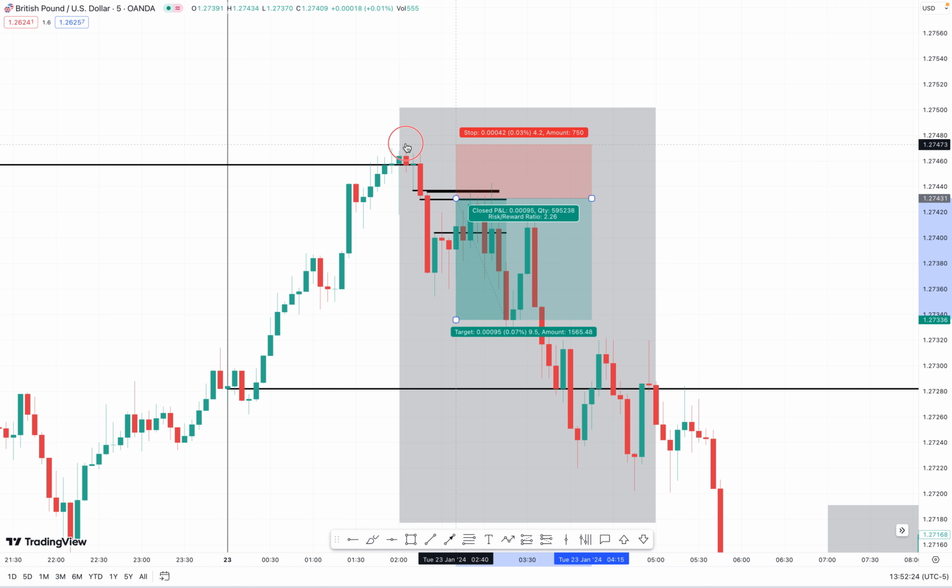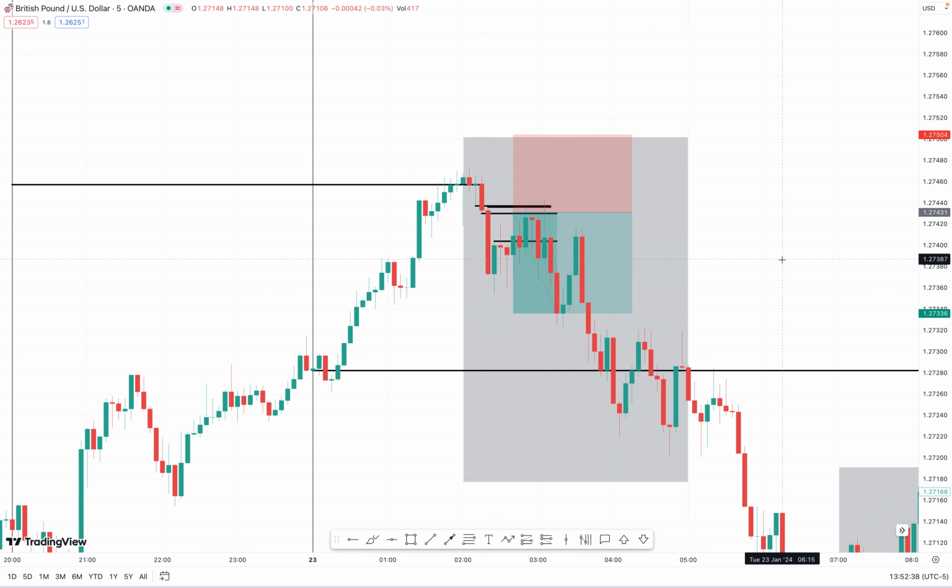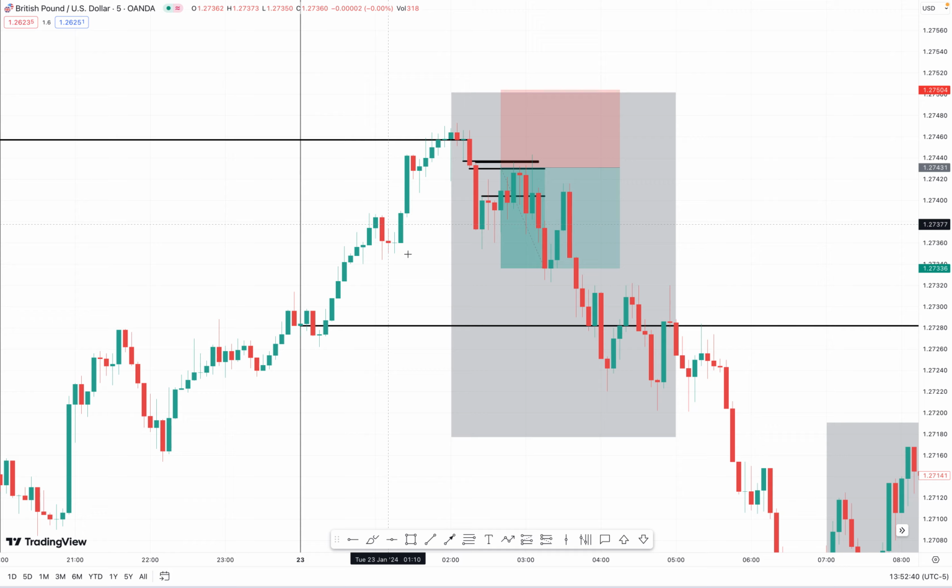42, so that's 4.2 pips. So 7.2 pips, that's your stop. $7.2. And if you have any spread or whatever, just add that in as well.